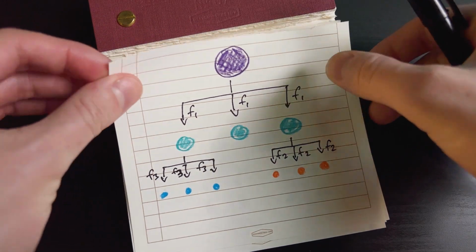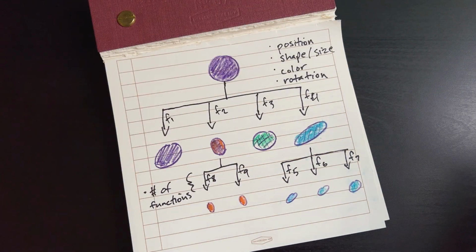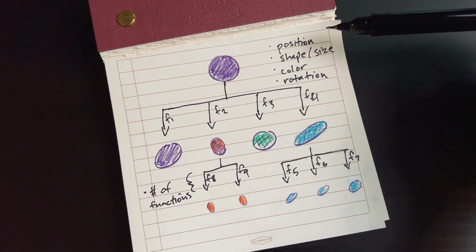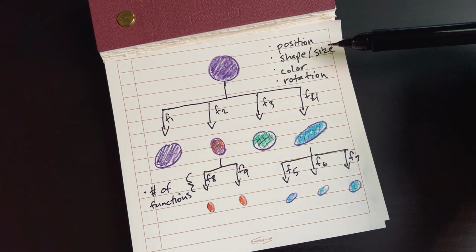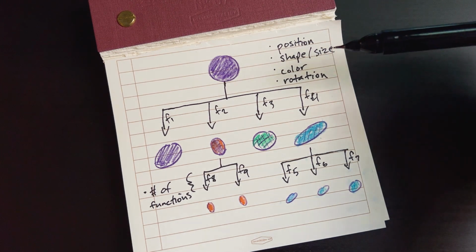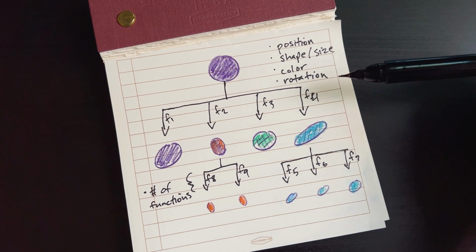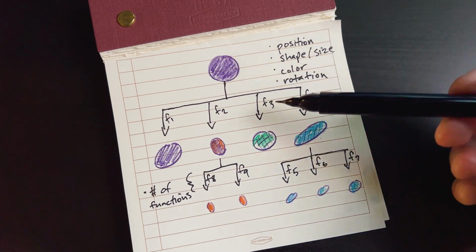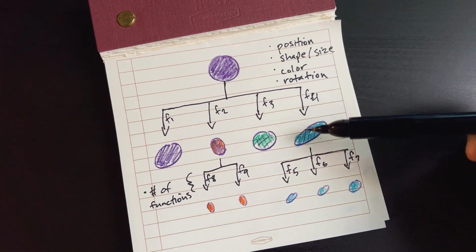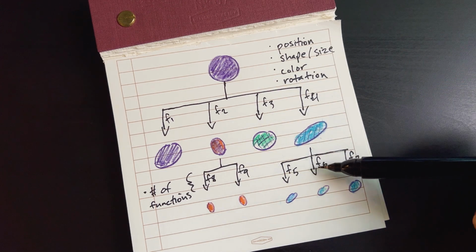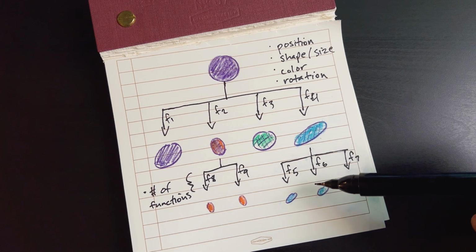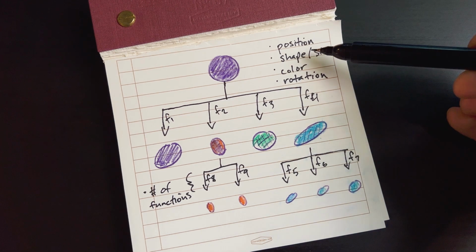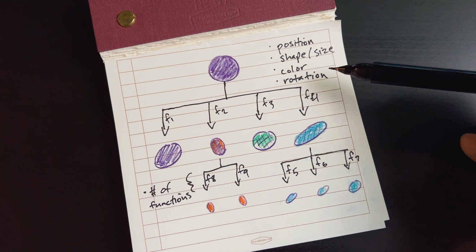So here's the final version that I came up with. Cinema 4D allows you to control many different properties of an object, and in this algorithm I focused on changing the position, the shape and the size, the color and the rotation of these objects. You actually have a different function for each child. The function that's applied to each of the parent objects essentially mutates it by making a slight change to the shape and size, the color and the rotation.